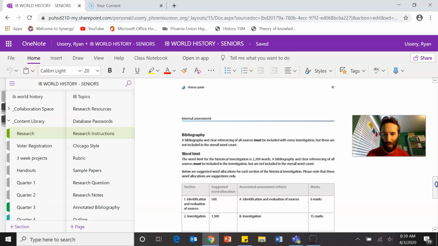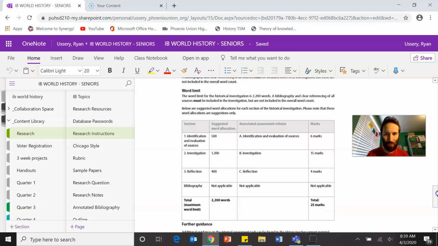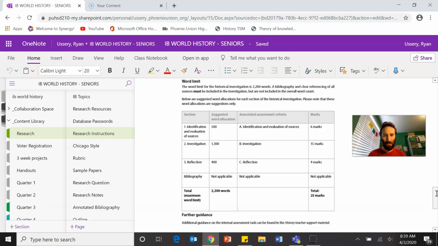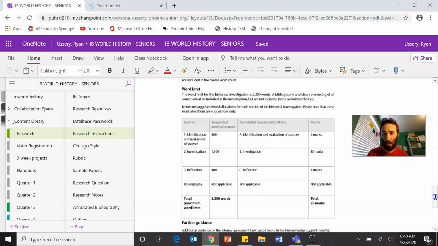The next section, bibliography, must be included. Word limits, 2,200 words maximum. It's all total worth 25 points. And then this is the suggested word allocation. So what that means is you should be around there. The only word count that matters is the total. And so you can play with these numbers, but that's right around where they should be. So part A should be about 500, part B about 1,300, and part C about 400. And again, that's why I kind of left it till the end. You just pick 1 or 2 questions and kind of talk about what you learned using examples from your own paper.